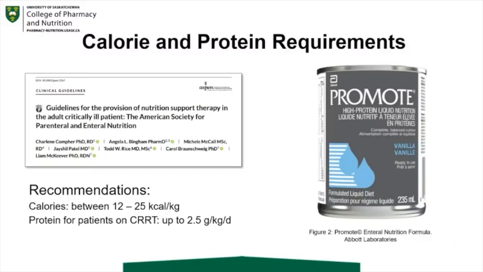Our most recent critical care guidelines suggest the patient receive between 12 to 25 calories per kilogram body weight per day and up to 2.5 grams of protein per kilogram body weight. As you can see, these are pretty wide ranges, and the dietitian determines the final prescription based on their nutritional assessment and clinical judgment. In this case, after calculating Jonathan's requirements, we determined that the best enteral formula for him was one called Promote, as seen here, and then subsequently determine the volume of Promote he needs and the rate which we will prescribe.